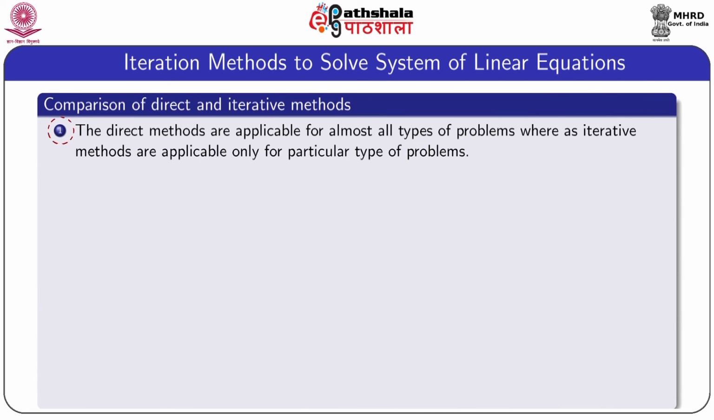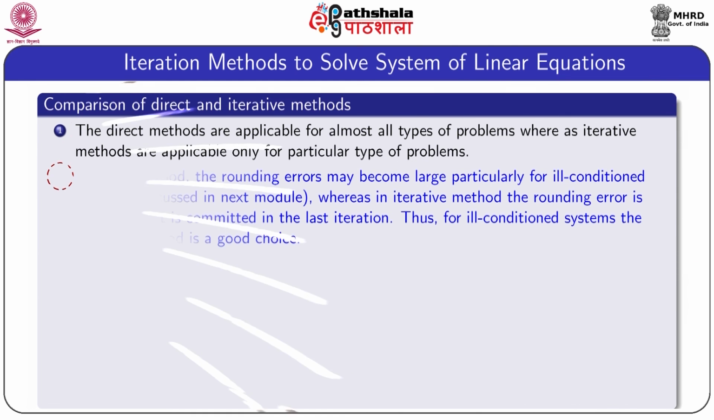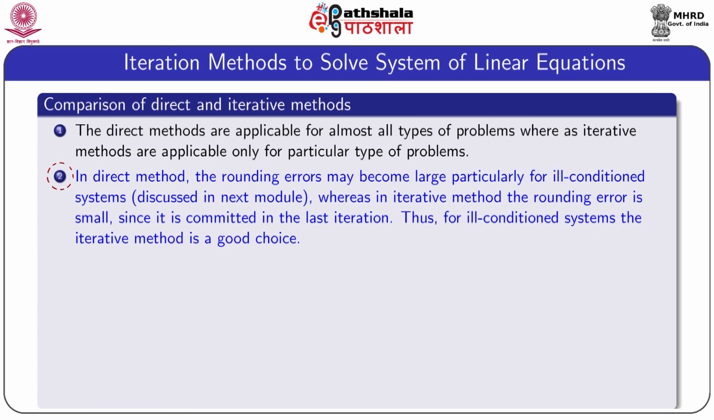Now, we compare the direct and iterative methods which are discussed in the first module of this chapter and in this chapter. The direct methods are applicable for almost all types of problems, whereas the iteration methods are applicable only for particular types of problems. In direct methods, the rounding errors may become very large, particularly for ill-conditioned systems, but in iterative methods the rounding error is small since it is committed in the last iteration only. Thus, for an ill-conditioned system of equations, the iteration method gives a better result to give the convergent solution.